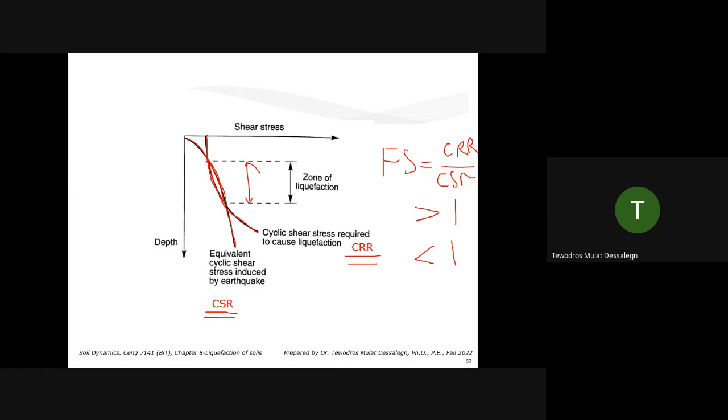So we're getting into the evaluation. If we compute the CSR throughout the depths of your soil layers, and compute the CRR through the depths of your soil, and compare the two, if there is overlap, then we are in trouble. Overlap means the factor of safety is getting less than 1. This is the concept behind how to estimate if subsoil liquefies or not.